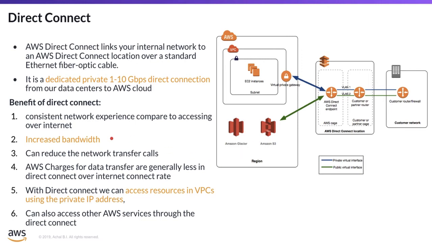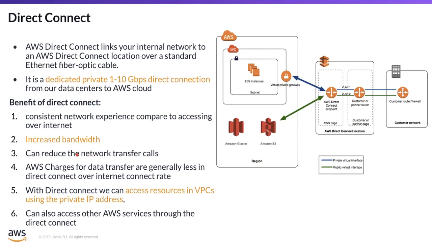So basically the benefits of Direct Connect are, you have a consistent network experience. You don't see network clogging or variation in the network bandwidth, and it provides increased bandwidth. If you want beyond 10 Gbps, you can ask for it and they will allocate it as well.